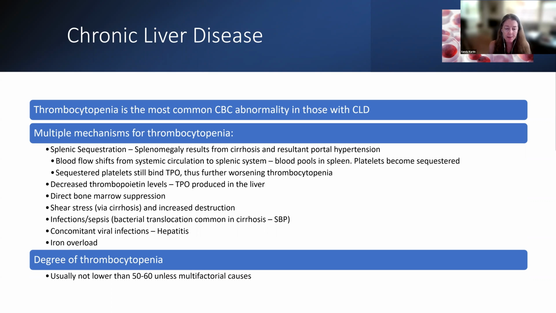You can have direct marrow suppression in the setting of chronic liver disease, and then shear stress, so breakdown of these cells via cirrhosis, and that's true for all of the cell lines, all the myeloid cell lines particularly. Also, these patients are more prone to infections, particularly hepatitis, and can have iron overload, which is toxic to the tissue and causes further damage. Usually these patients run their platelets somewhere between 50 and 60,000. And that's all I have.